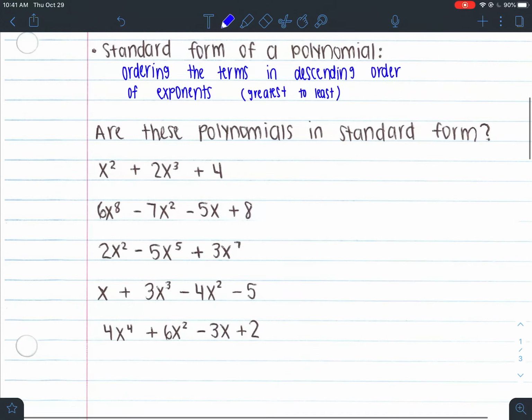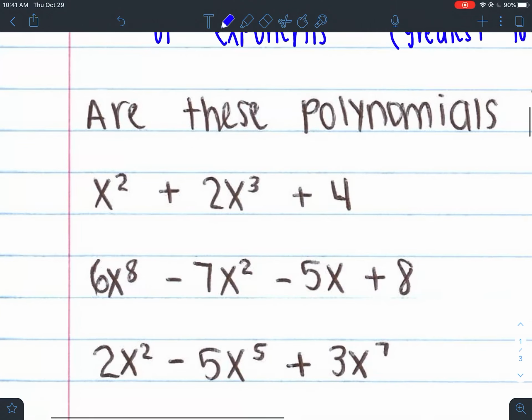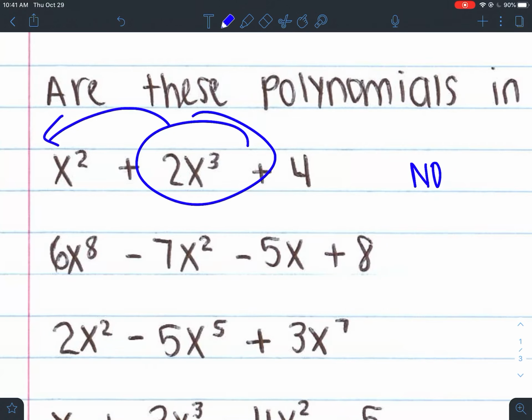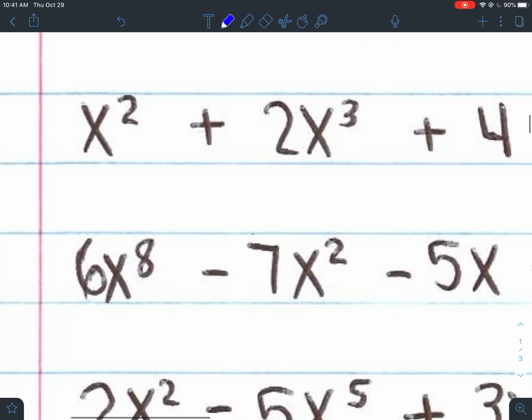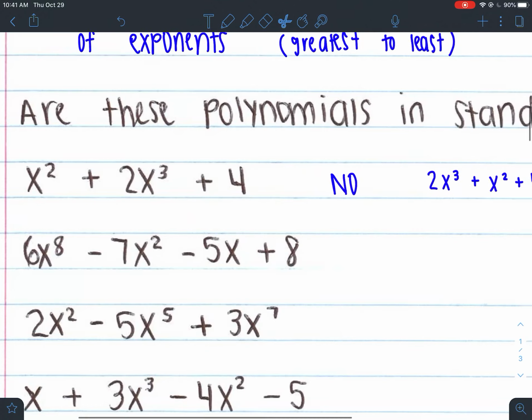Okay, so if we're descending, we're going from the greatest to the least. So let's go ahead and see if these polynomials are in standard form. Starting with the first example, x squared plus 2x cubed plus 4. Is this in standard form? The answer to this is no. Why is this not in standard form? Because you want to start with the largest exponent first and then go down. So if you wanted to put this in standard form, the 2x cubed would have to be at the front. So we could rewrite that as 2x cubed plus x squared plus 4, to make it into standard form.